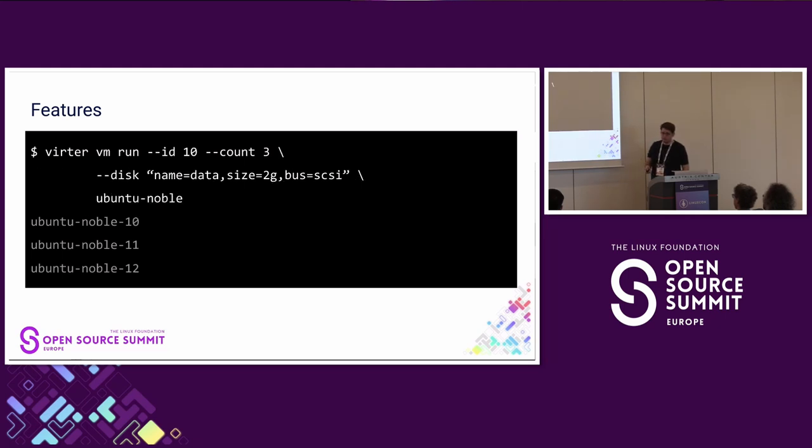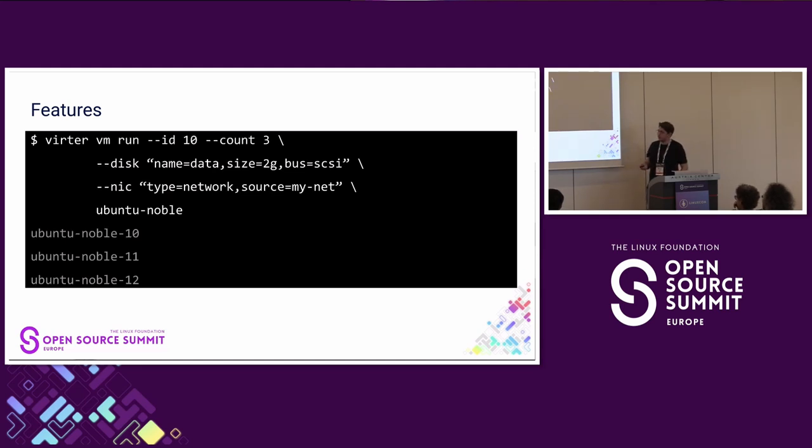And then you also can supply all sorts of other stuff. So maybe you want to attach a disk. We do that a lot because DRBD obviously needs backing disks. So let's say you want a 2 GB SCSI disk attached to your VM, just apply the disk parameter and it will do that. So you have three VMs with a second disk.